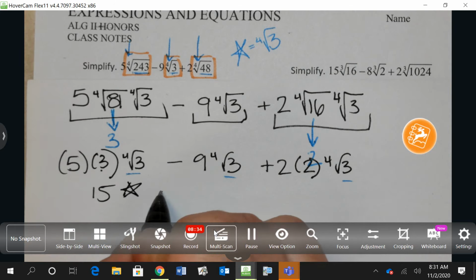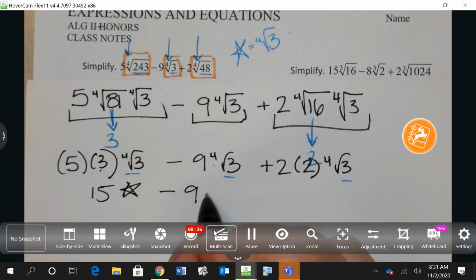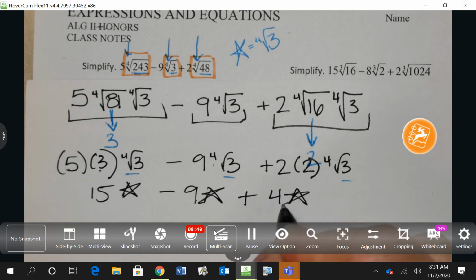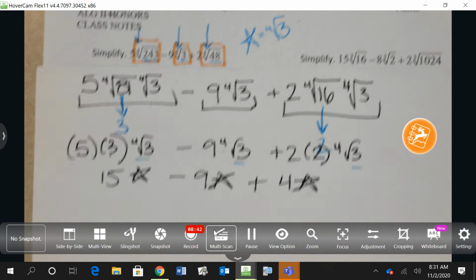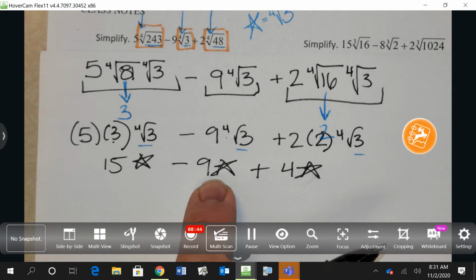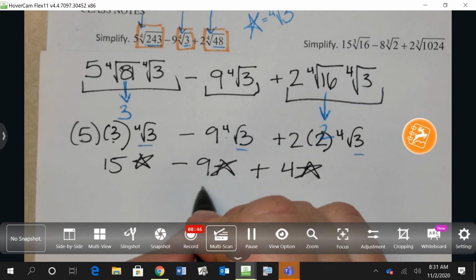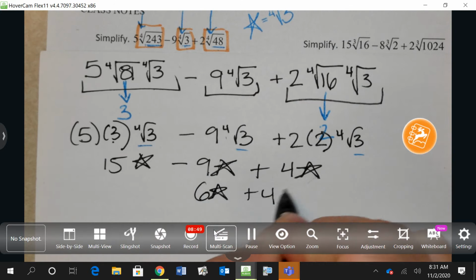So I have 15 star, subtract 9. There it is again. Subtract 9 star. 2 times 2 is plus 4 star. Okay. 15 star subtract 9 star is 6 star. 6 star and 4 star combined to give you 10 star.